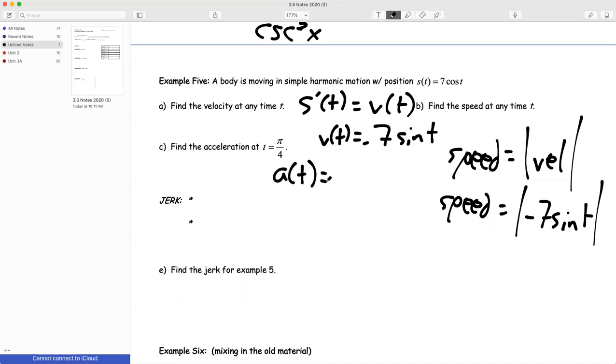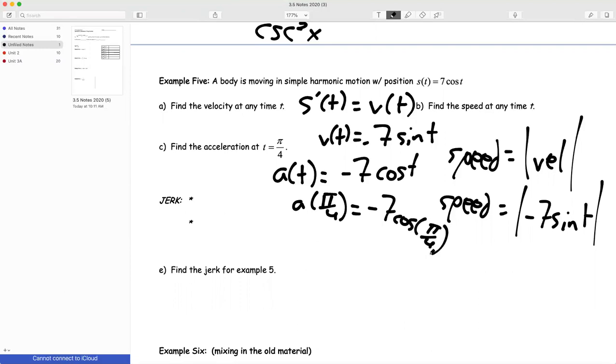So a of t is going to be negative 7 times the derivative of sine of t, which is cosine of t, and they want me to evaluate this at pi over 4. So I've got negative 7 cosine of pi over 4. Oh no. Once again, pre-cal has reared its ugly head. What is the cosine of pi over 4? Root 2 over 2. 1 over root 2.